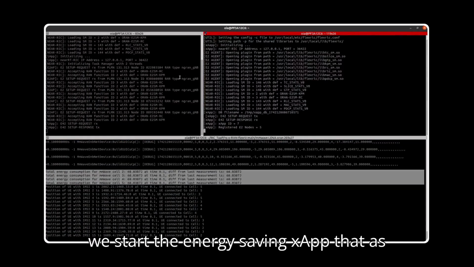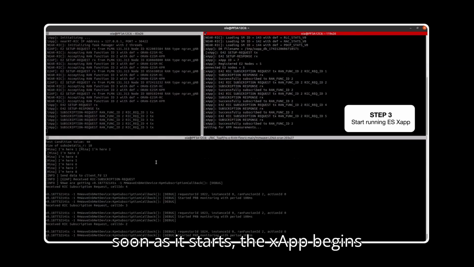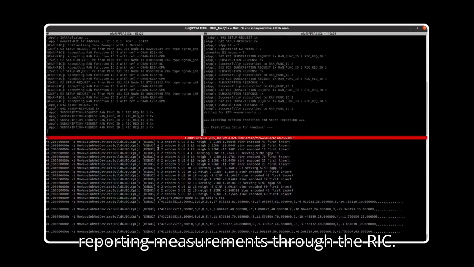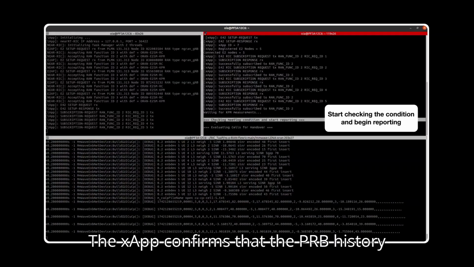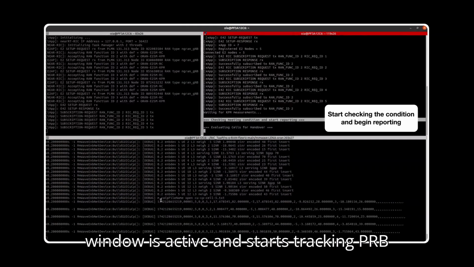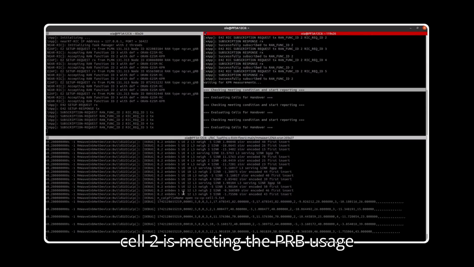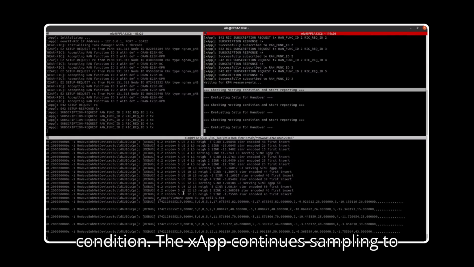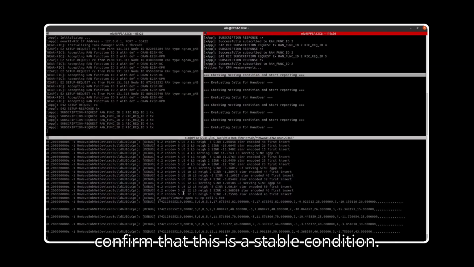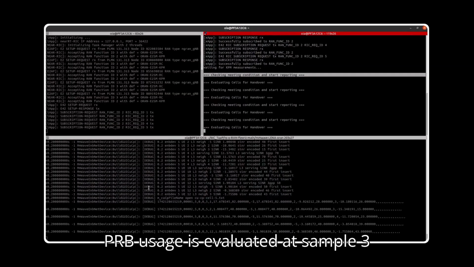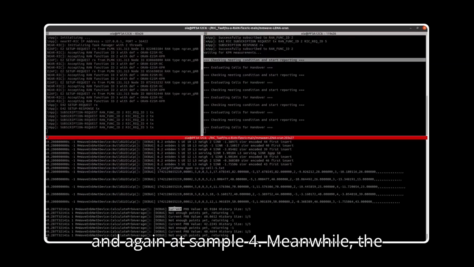Next, we start the energy-saving xApp. As soon as it starts, the xApp begins monitoring network conditions and reporting measurements through the RIC. The xApp confirms that the PRB history window is active and starts tracking PRB utilization trends for each cell to detect underutilization. At this point, cell 2 is meeting the PRB usage condition. The xApp continues sampling to confirm that this is a stable condition. PRB usage is evaluated at sample 3, and again at sample 4.